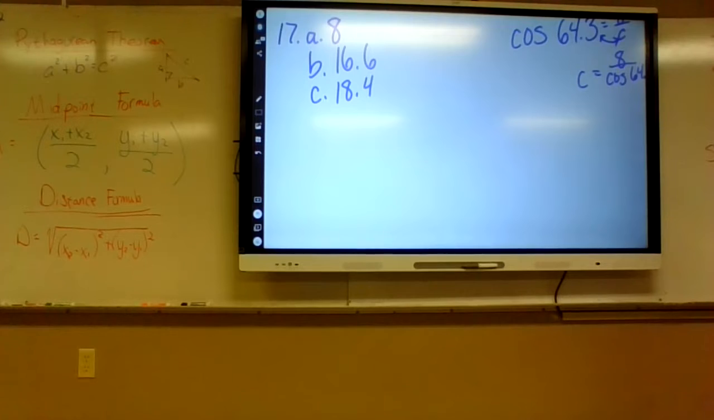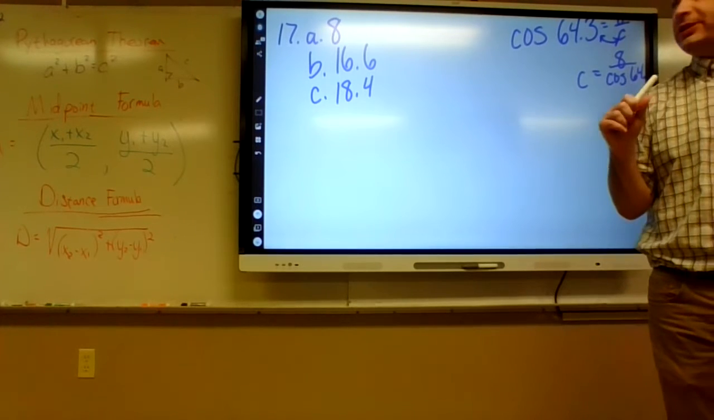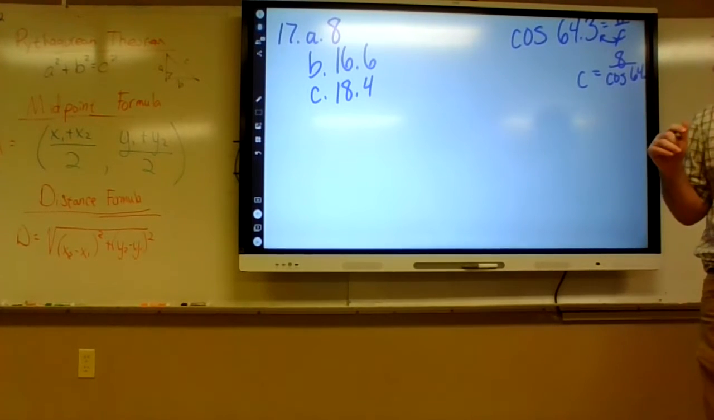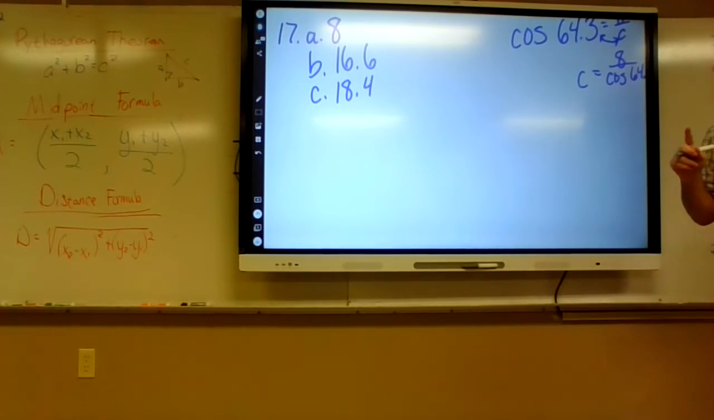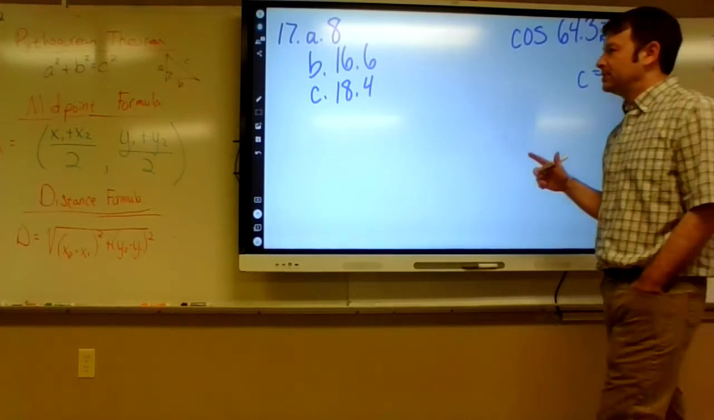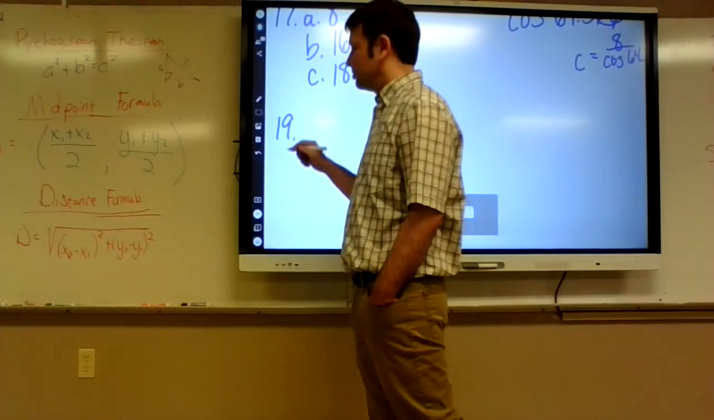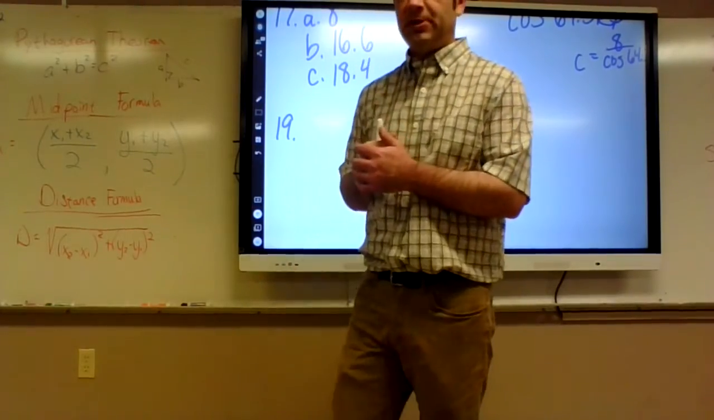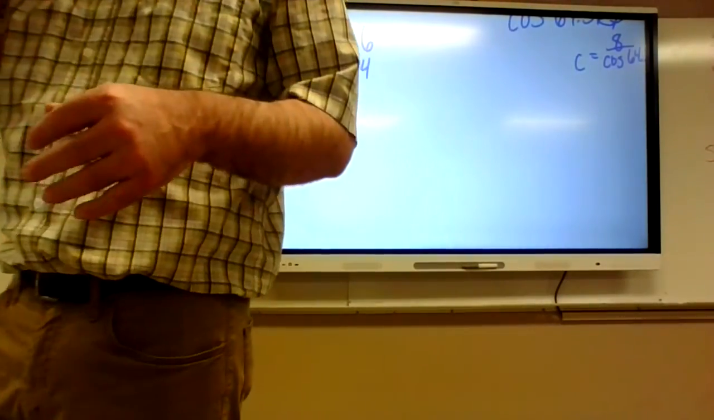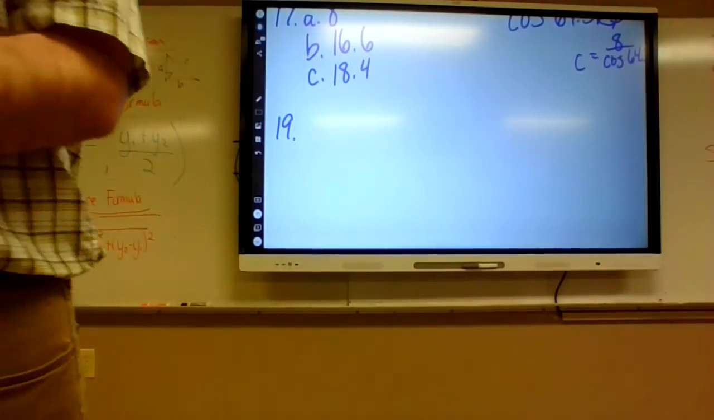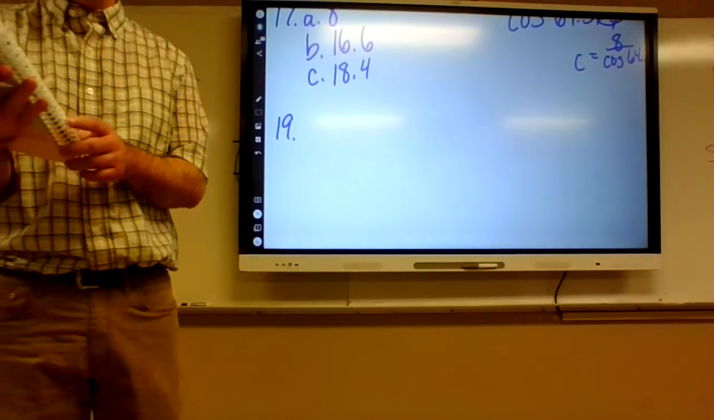Half times the apothem times the perimeter. Which of those answers on number 17 was the apothem? B. B was the apothem. 16.6 was the apothem. Alright, 1/2 apothem times perimeter is the area formula for a regular polygon.